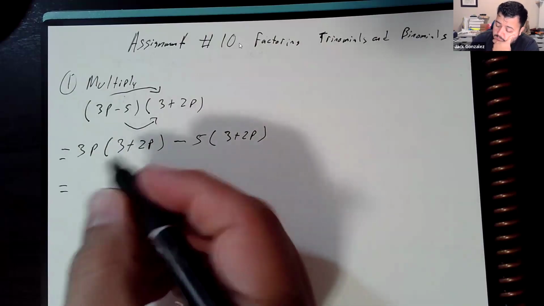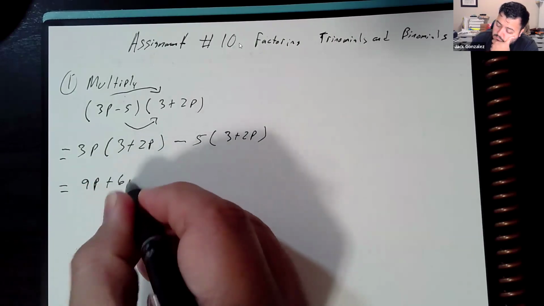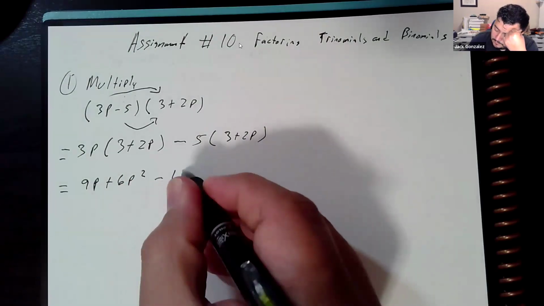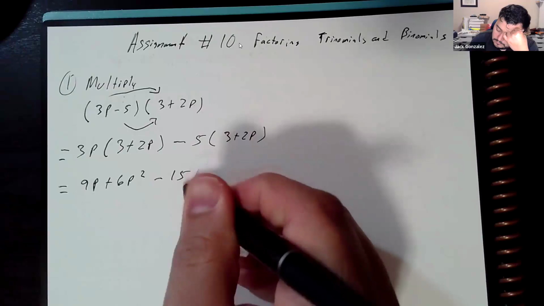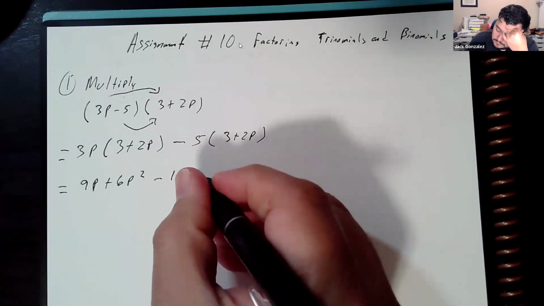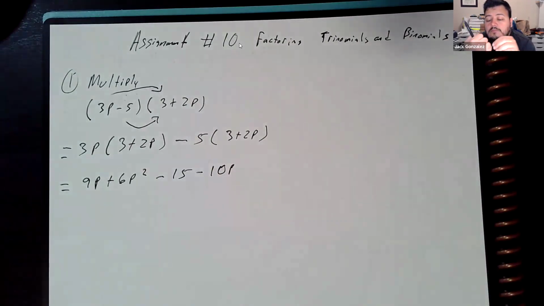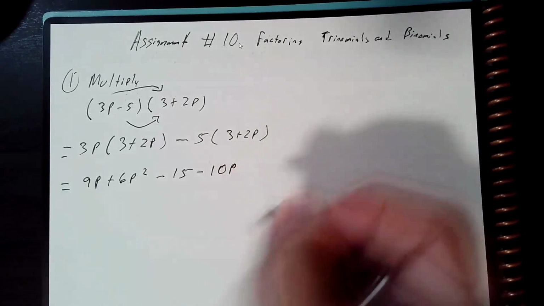So 3p times 3, 3p times 2p, -5 times 3, -5 times 2p. Does that make sense? It's multiplication. Any questions?